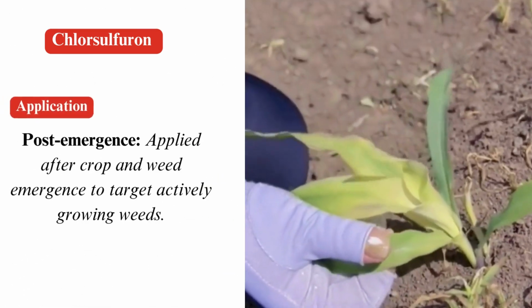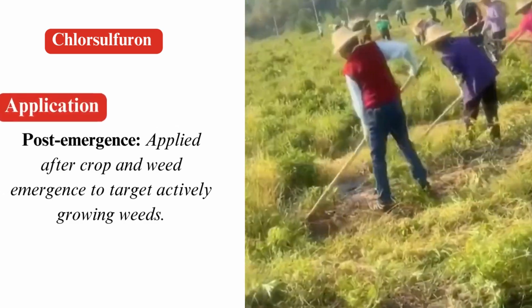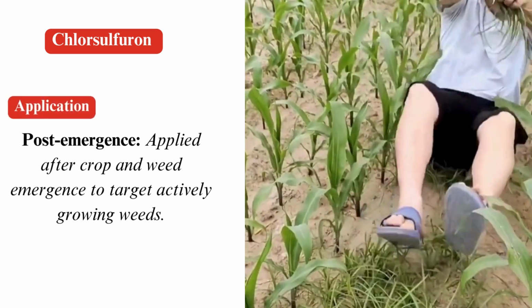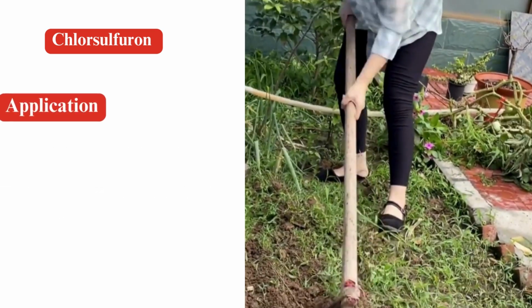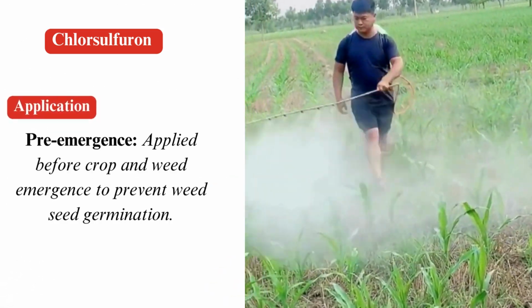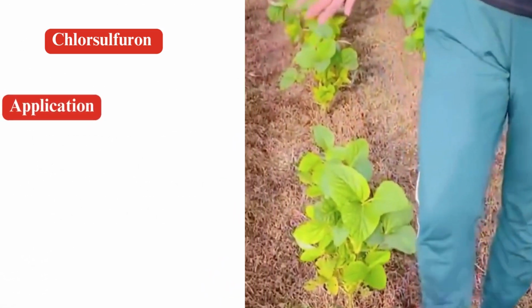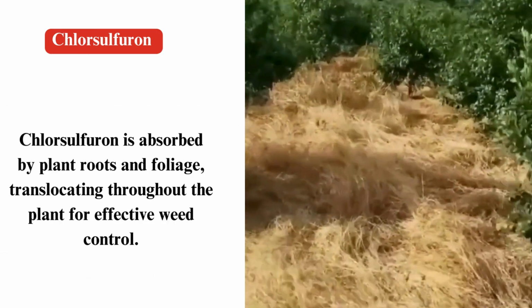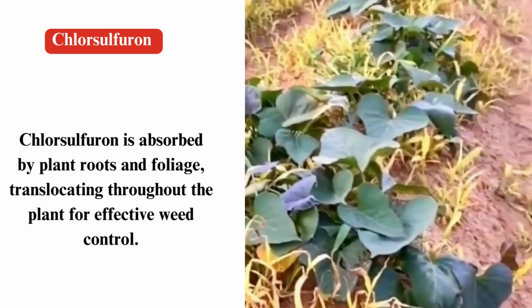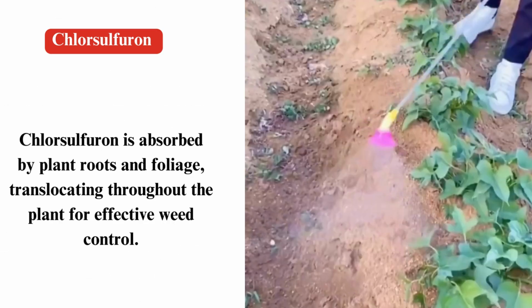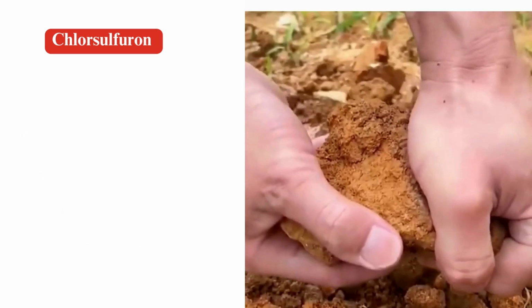Application: pre-emergence. Applied before crop and weed emergence to prevent weed seed germination. Post-emergence. Applied after crop and weed emergence to target actively growing weeds. Chlorsulfuron is absorbed by plant roots and foliage, translocating throughout the plant for effective weed control.